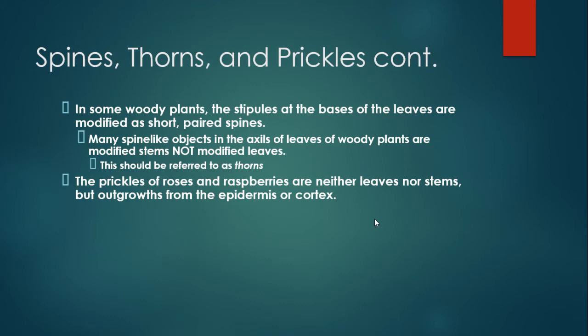The prickles of roses and raspberries are neither leaves nor stems, but outgrowths from the epidermis or cortex, which is kind of interesting because you always think of a rose as having these big, huge thorns, and it's not a thorn at all. It's just a grouping of cells.